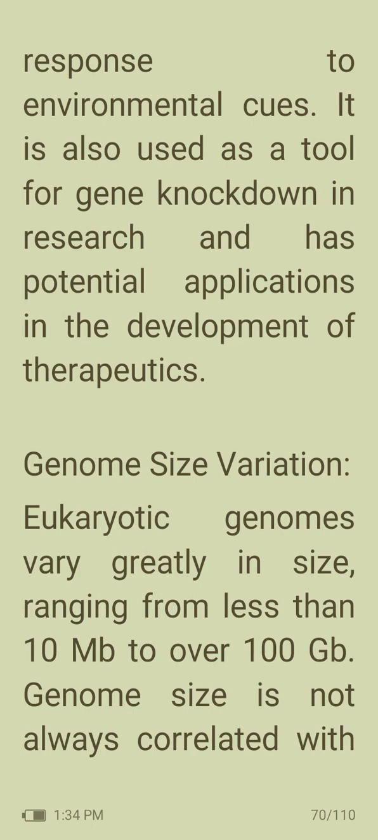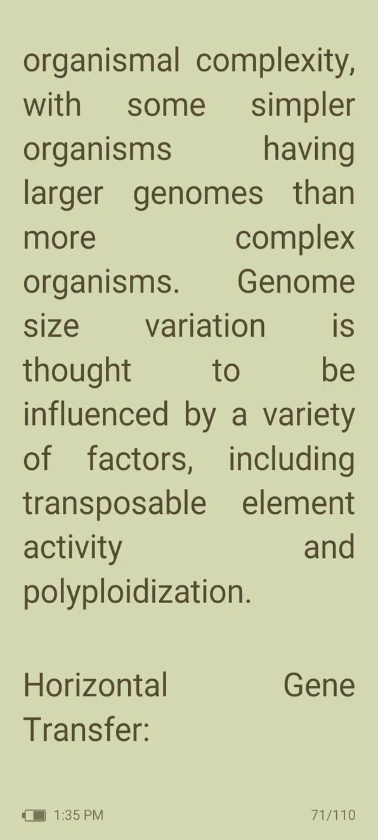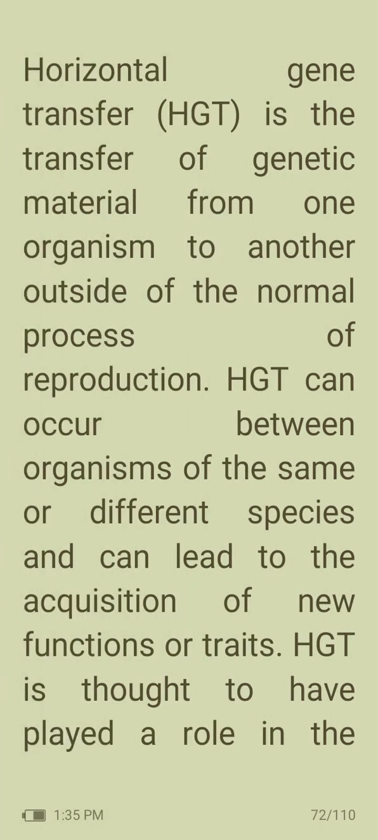Then genome size variation. Eukaryotic genomes vary greatly in size, ranging from less than 10 MB to over 100 GB. Genomic size is not always correlated with organizational complexity, with some simpler organisms having larger genomes than more complex organisms. Genome size variation is thought to be influenced by a variety of factors, including transposable element activity and polyploidization.